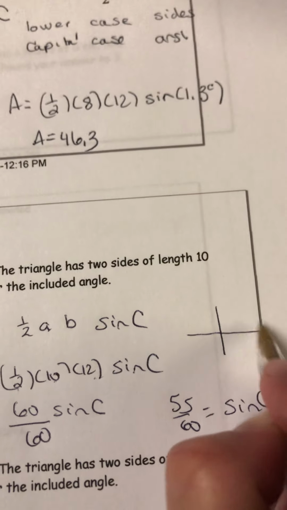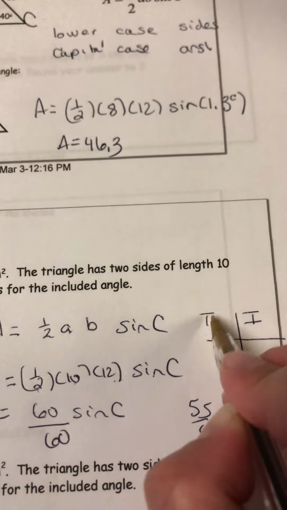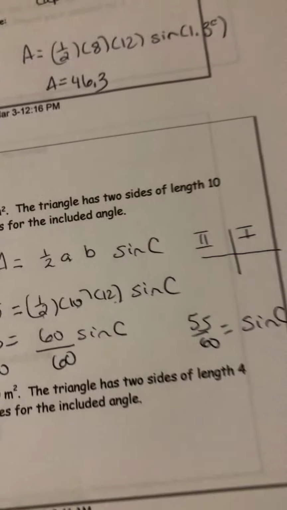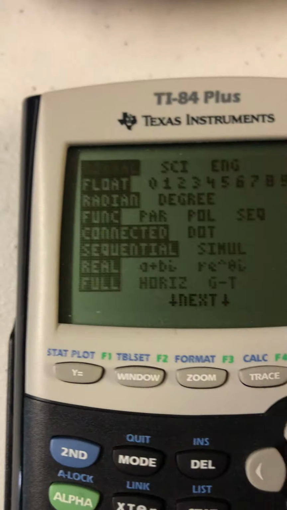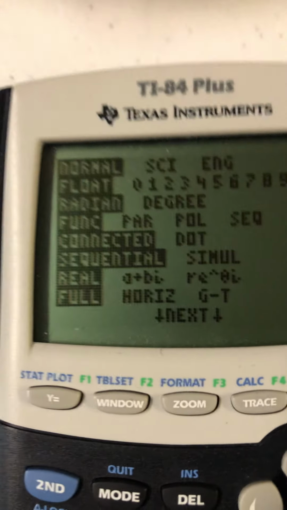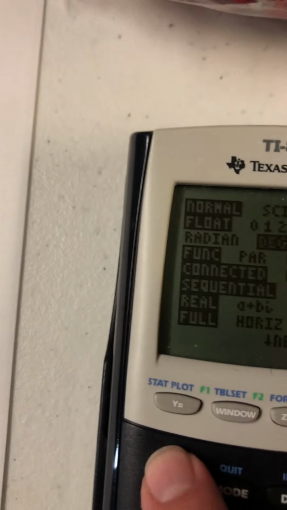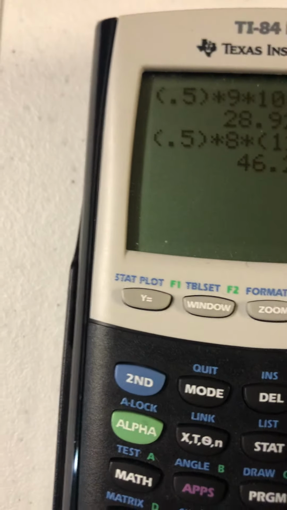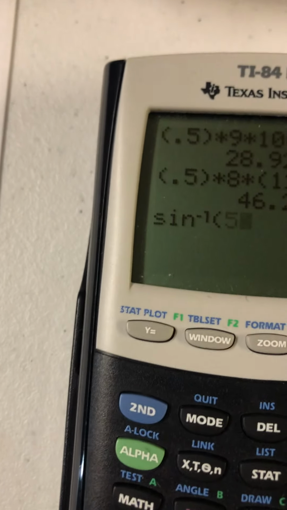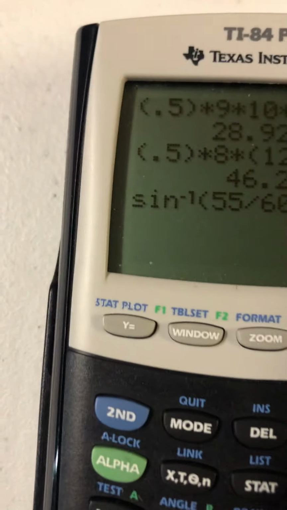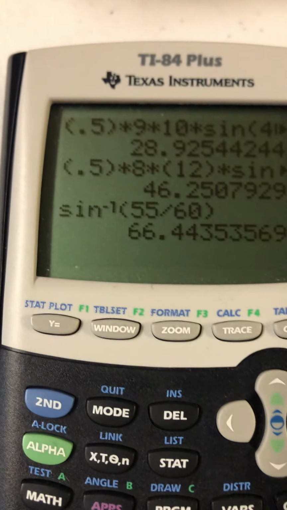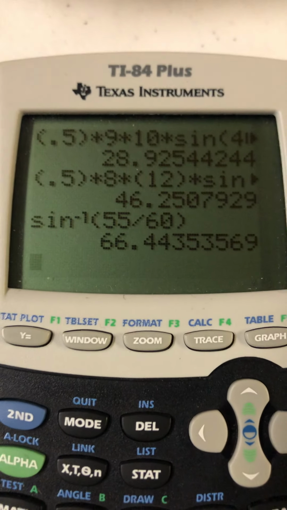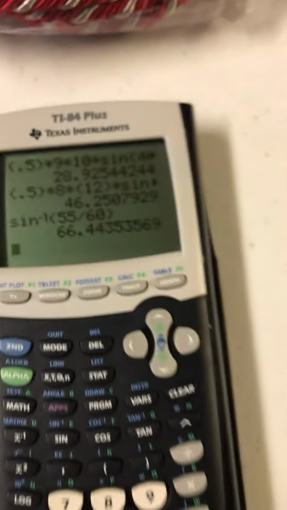Now bear in mind, sine is positive in quadrant 1 and quadrant 2, and if you remember from our last unit, the calculator is only programmed to give you the quadrant 1 answer. You got it. So off to the calculator I go. Again, double check the mode of your calculator, so now we're in degrees. So second sine inverse, type in the fraction 55/60ths, and it didn't tell me what to round to nearest degree, so 3 sig figs would be 66.